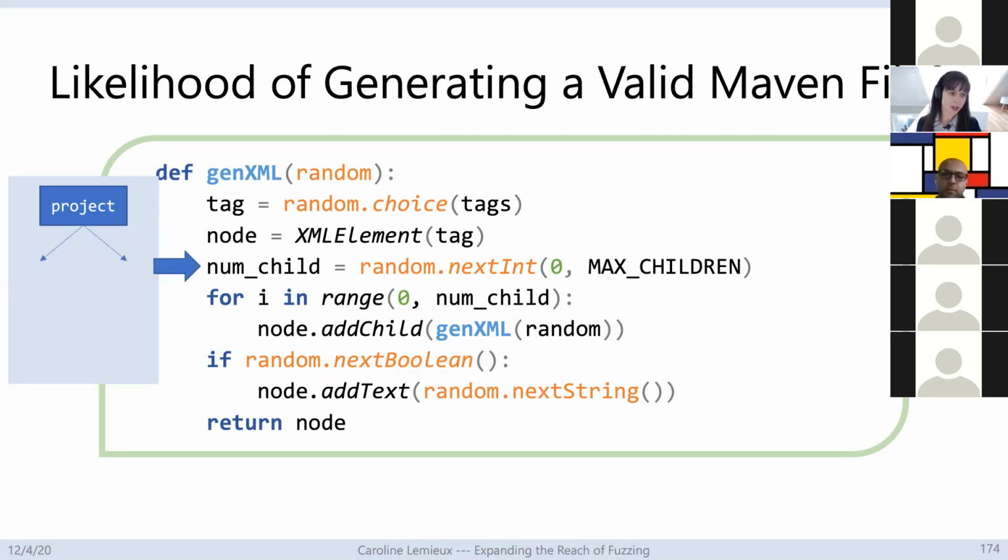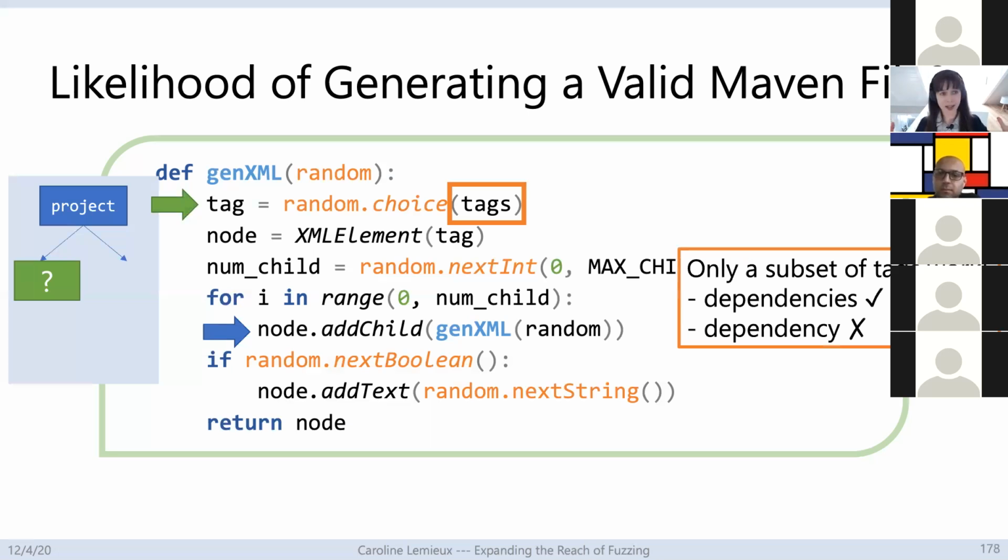And the problem gets worse because then we recursively call this generator to generate the children of this root element. Again, you'll get into the situation where there's only a subset of tags that are valid, like dependencies is valid, but dependency doesn't fit the schema.